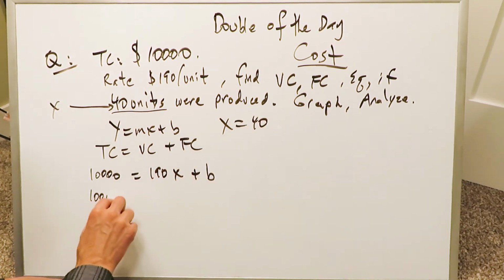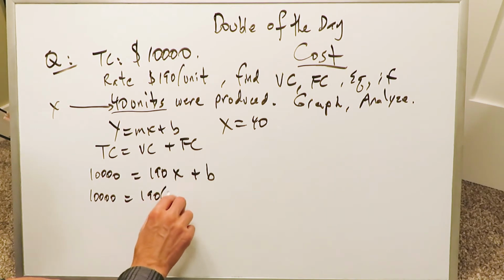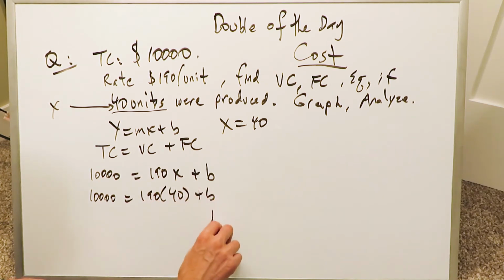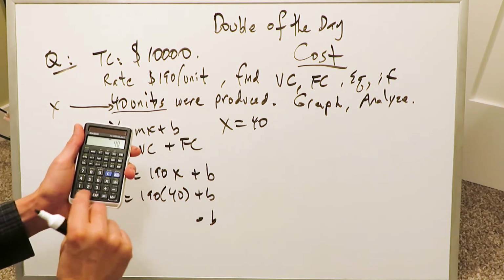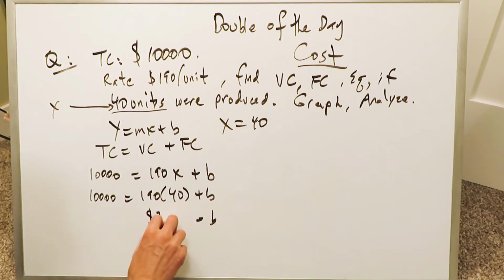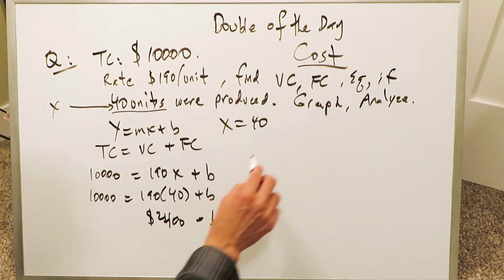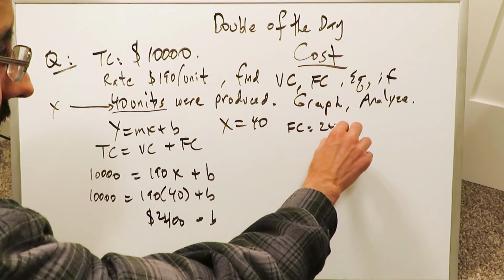So you do 10,000 is equal to 190 times 40 plus b, and then b will be your y-intercept, which is your fixed cost. Do 10,000 minus 190 times 40, we get $2,400. So we know now our fixed cost here is equal to $2,400.